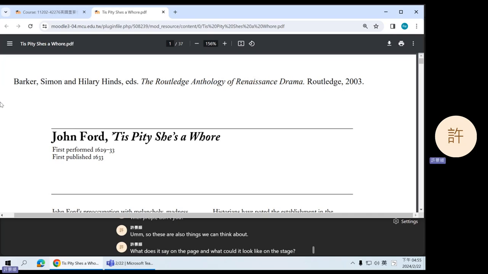Okay, so I took this version of the play from this book.